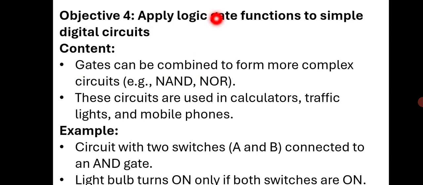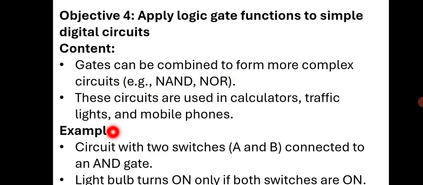All right, lastly, let us look at the application of the logic gate functions to simple digital circuits. Gates can be combined to form more complex circuits. For example, you can combine a NOT gate and an AND to produce a NAND, or a NOT gate and an OR gate to produce a NOR gate. These circuits are used in calculators, traffic lights, and mobile phones. So mobile phones, traffic lights, calculators work on the basis of a combination of a number of gates.